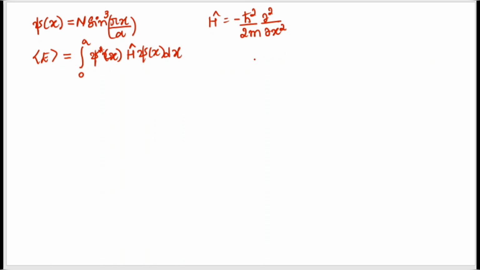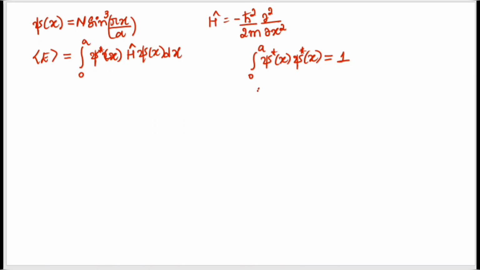For that, we need to use the inner product formula, that is the integral from 0 to a of psi star x into psi of x, that is the normalization condition, to be equal to 1. We need to equate it to 1. This is the formula to find the normalization constant, that is the value for n.